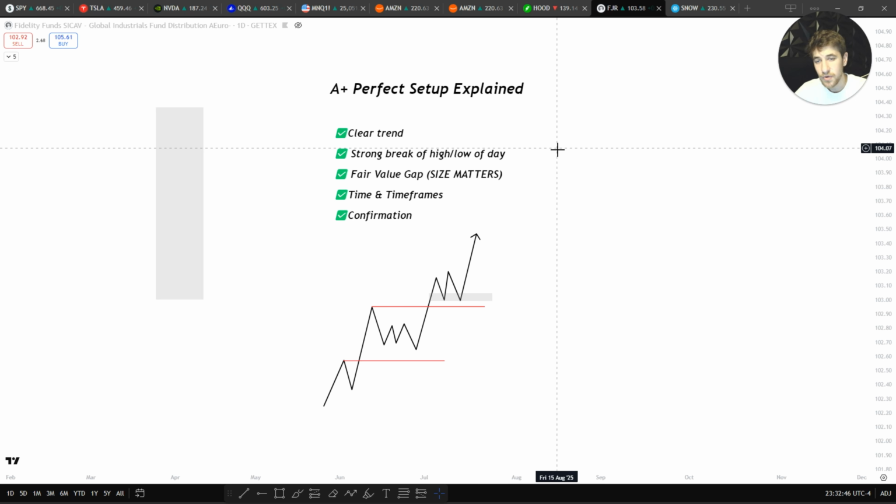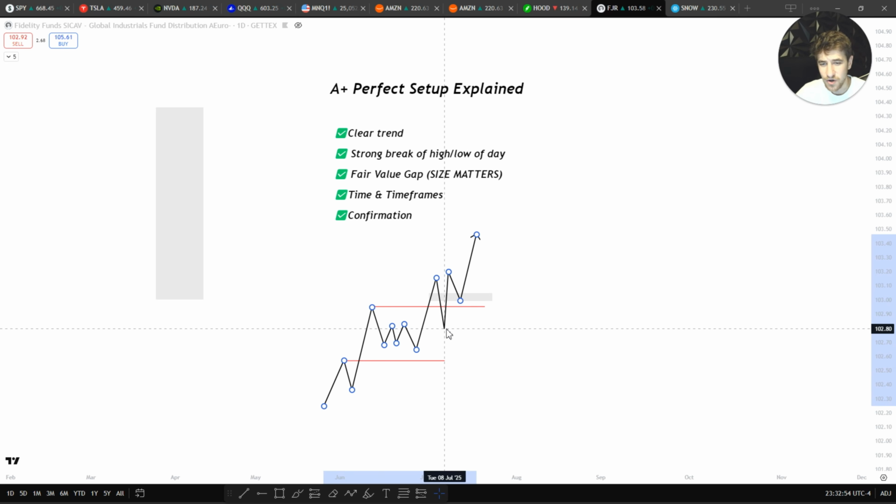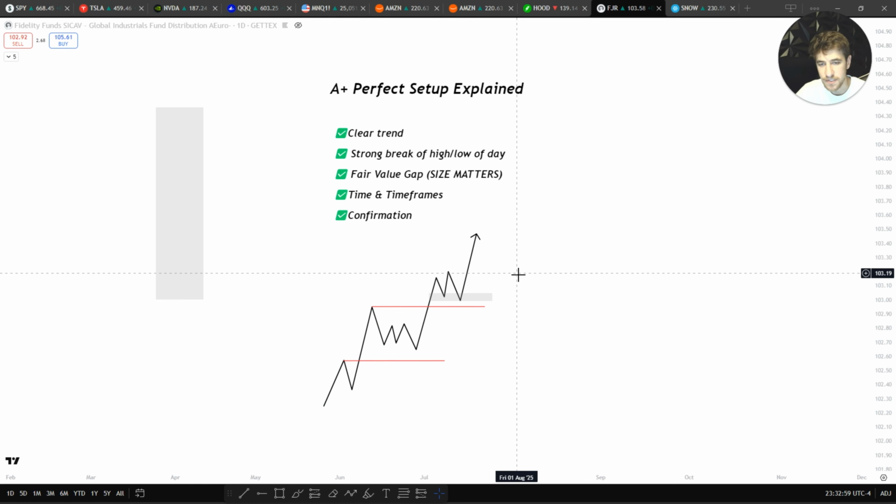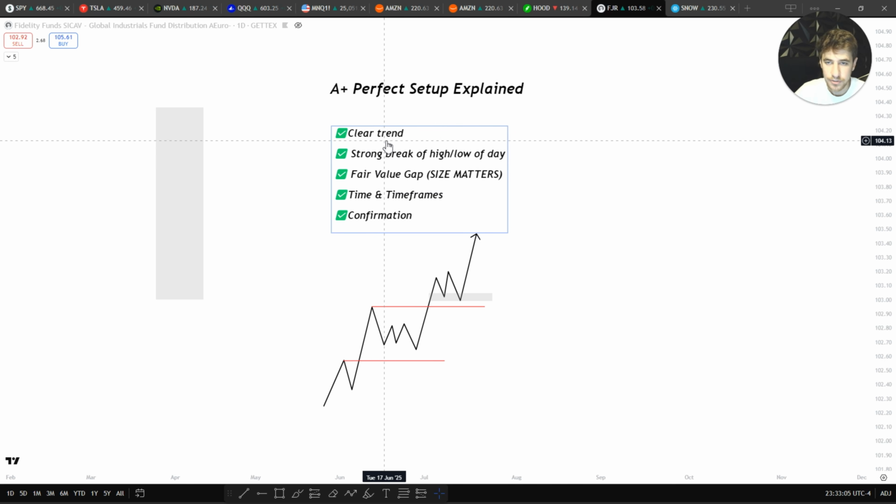Now, that fair value gap also has to happen after the breakout happens. So in this situation, if you take a look, we got the breakout, then the fair value gap forms. If the fair value gap was all the way down here, that's not going to work, right? It has to be after the breakout itself. Otherwise, we cannot play that trade. That's all for fair value gap, right? You need a breakout, clear trend, fair value gap.